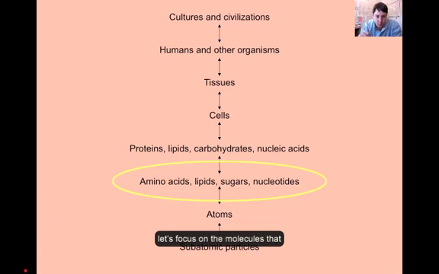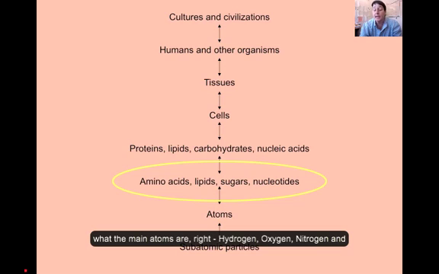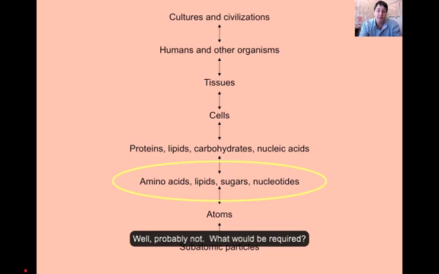So let's focus on the molecules that make up biology. We've said what the main atoms are: hydrogen, oxygen, nitrogen, carbon. I always forget carbon. I could hand you a glass filled with these 4 atoms, and I could say to you, make a person. Could you make a person? Well, probably not. What would be required?